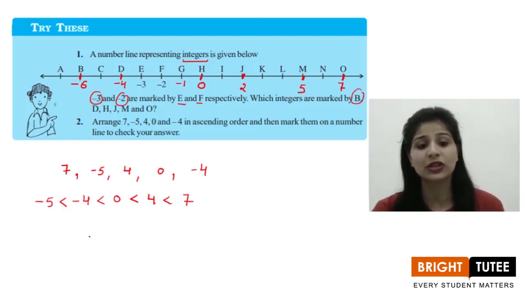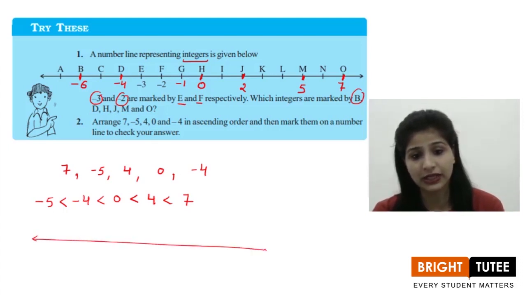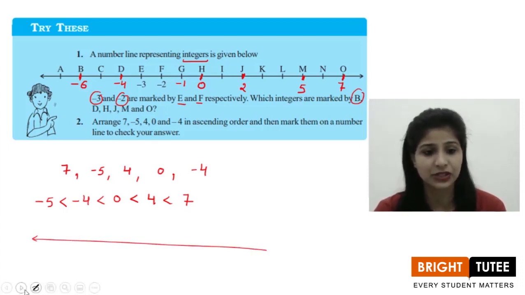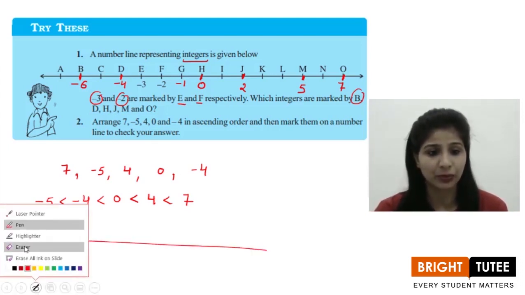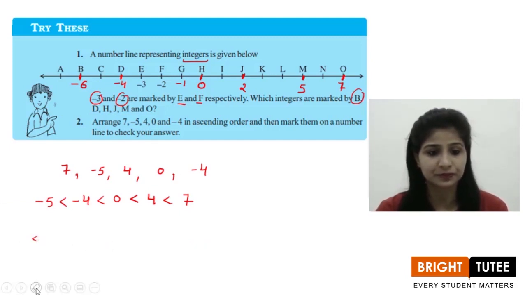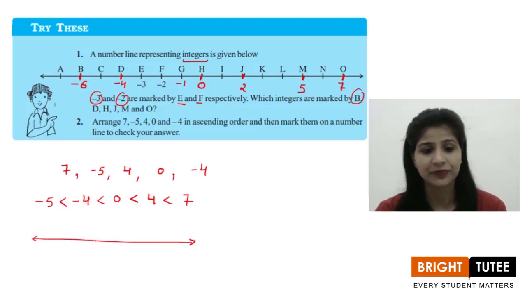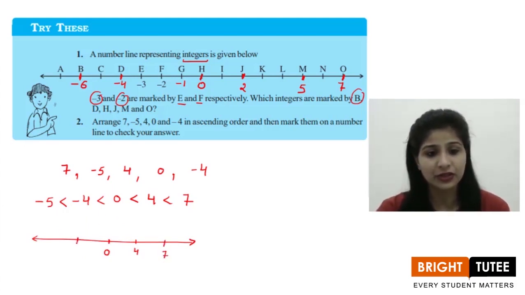Okay, let's do it on a number line. So if I go a number line, let's just make it a bit proper. Okay, suppose this is our number line and this point is 0 and 4 will be here somewhere and 7 will be here somewhere. Okay, then minus 4 and minus 5.